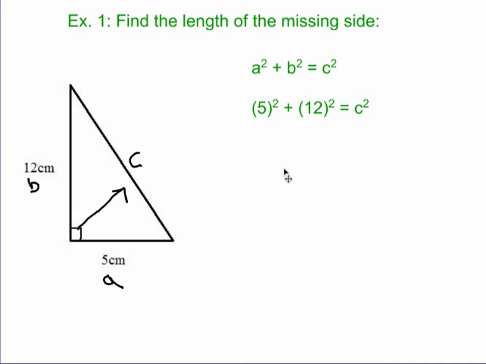All right, well 5 squared is 25. 12 squared is 144. So 25 plus 144 equals C squared. Add these two together, I get 169 equals C squared. So to figure out what C is, all I have to do is take the square root of both sides. The square root of 169 is 13. So my missing side length is 13. All I did was plug my numbers into the Pythagorean theorem and work it out.